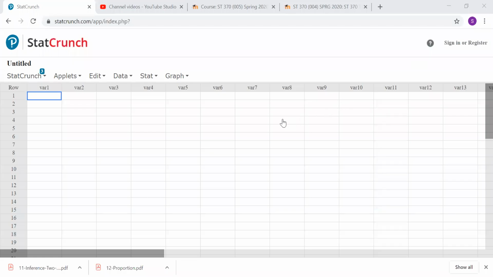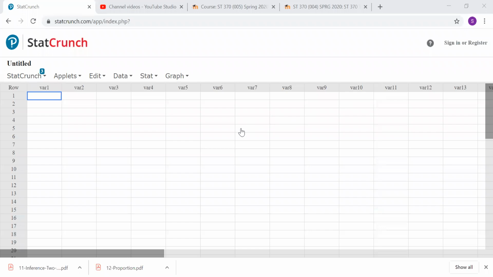Okay, in this video, let's take a look at how to use StatCrunch to do the inferences for the two groups. First, let's take a look at how to do the inference for pair data. And we will use the example that we have seen in the lecture note. Does the FOMO affect the behavior of the patients?